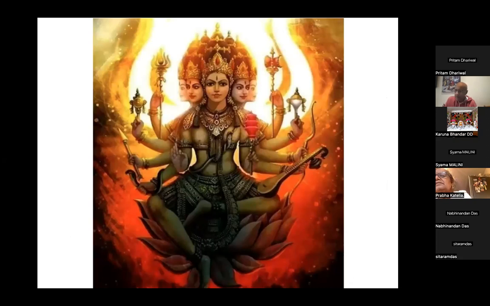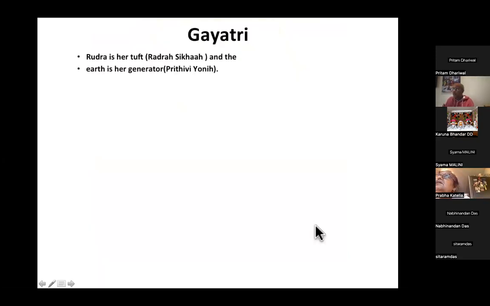Oh, wonderful picture. I have never seen that before. Extraordinary. And the veena as well, and the different instruments, the dhanush, the damru, the arrow. Interesting.